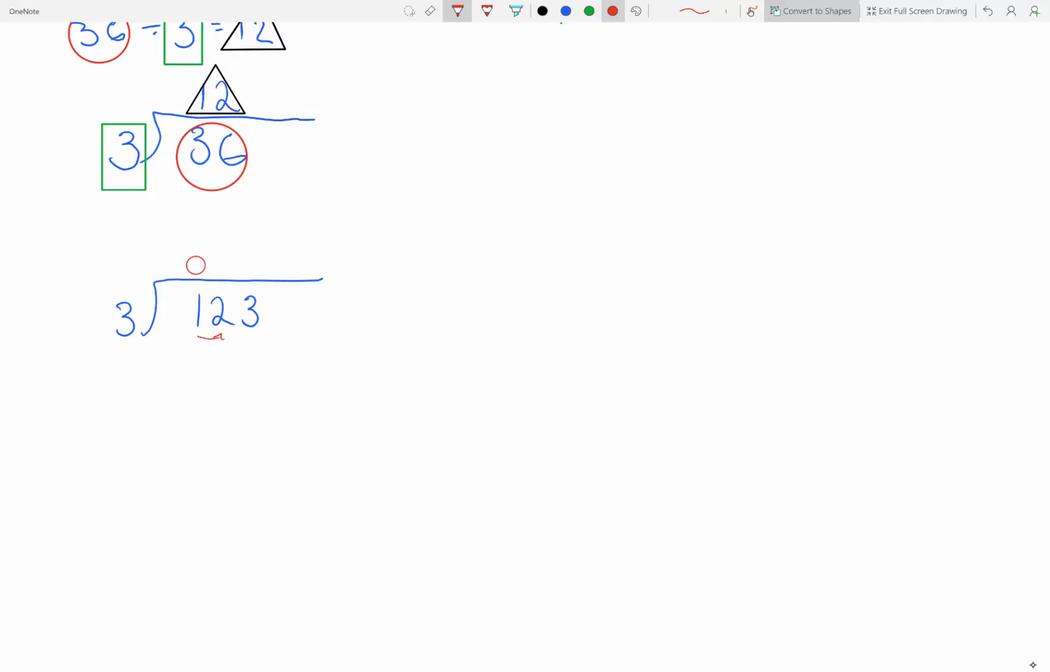So how many 3's are in 12? There are 4 3's in 12, and then you multiply 4 times 3 equals 12, and you put your 12 here, and that gives you 0. And then after you've done that, you bring down the next number, and then you ask yourself, how many 3's are in 3? Well, there's 1 3 in 3. 1 times 3 is equal to 3. So we bring the 3 over, and 0. Your answer is 41. Very simple. Quite easy. So we'll try another question.